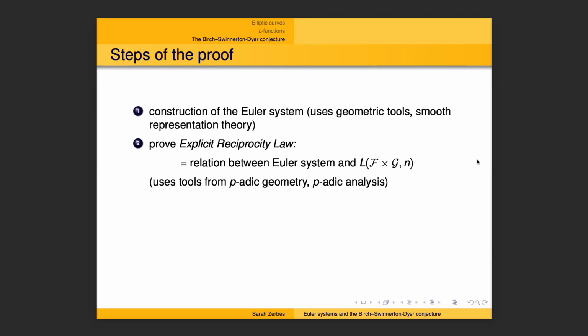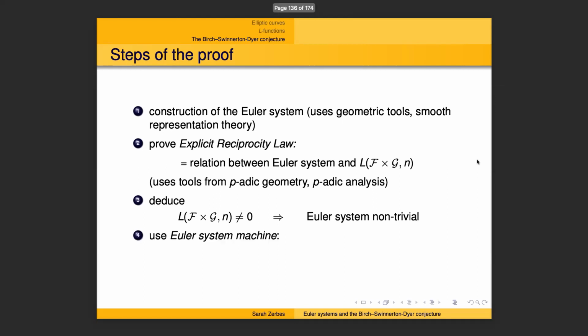Once we have these two steps, we deduce that if the value of the L function is non-zero, the Euler system is non-trivial. Well, that's obvious once we have step 2. And then we can use the Euler system machine to say we now have a non-trivial Euler system, so the Selmer group is equal to 0. So that's fine. The hard steps are steps 1 and 2. And I again want to emphasize, we really need step 2, because otherwise we can't rule out that we have constructed the 0 Euler system, which is useful for nothing at all. Okay.